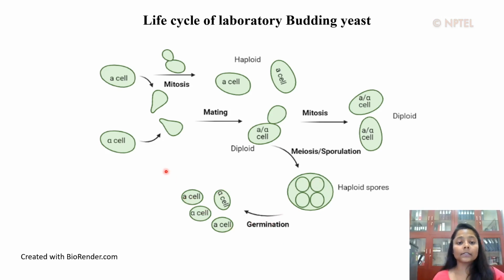Interesting factor is that these haploid cells can switch their mating type independently, meaning an A cell can get converted into an alpha cell and an alpha cell can get converted into an A cell. So how does this switching occur? To understand that, let's focus on the genetics of the study.